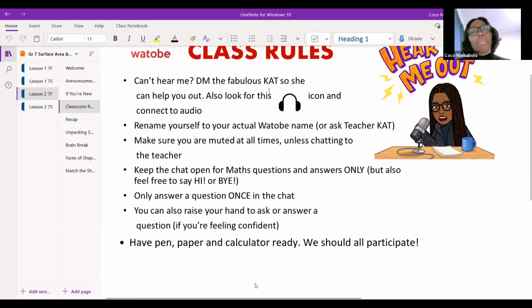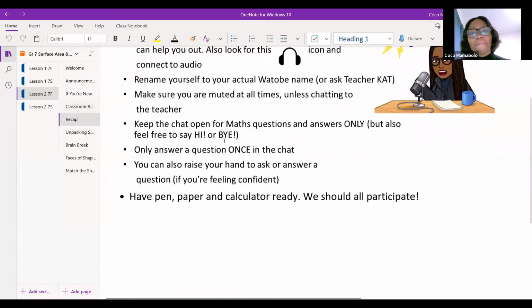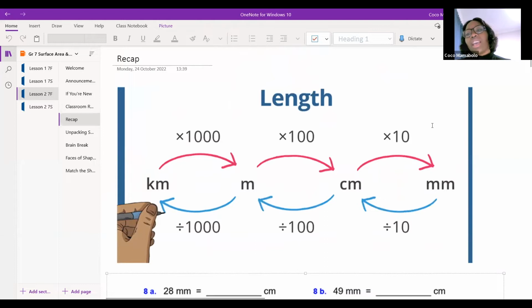To do a quick recap of what we did on Monday. We were looking at equivalent lengths, and we were looking at millimeters, centimeters, meters, and kilometers. Now, remember, guys, if I'm going from kilometers to meters, what do I do? Do I multiply or do I divide, and by how much?